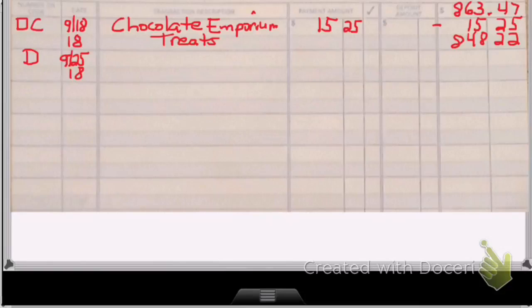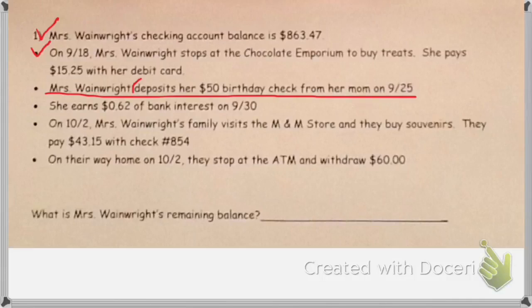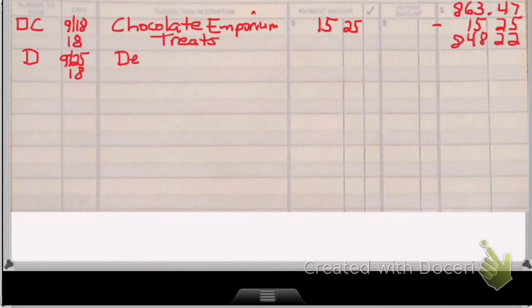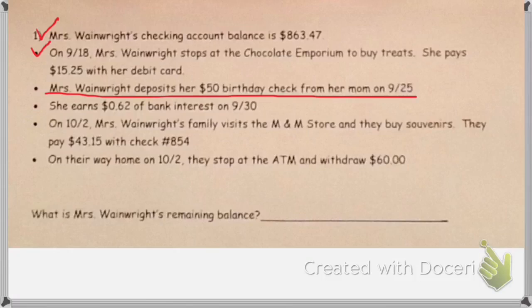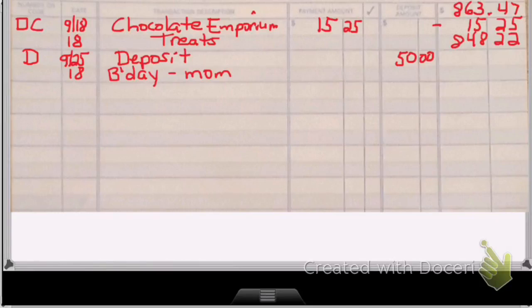My next section is the transaction description, and I see that I am making a deposit for a birthday check, and it's from my mom. So for a deposit in the white section, I'll write deposit. In the gray section, I'll write why I'm making the deposit, and it's my birthday money from mom. Now I have to decide whether this is a payment or a deposit, and as the word says deposit, it is going to be a deposit, so therefore I am going to write it in this deposit section right over here. Change, but I know if it doesn't tell me anything, that means there's no change, so I do put a 00 to mark my change column.